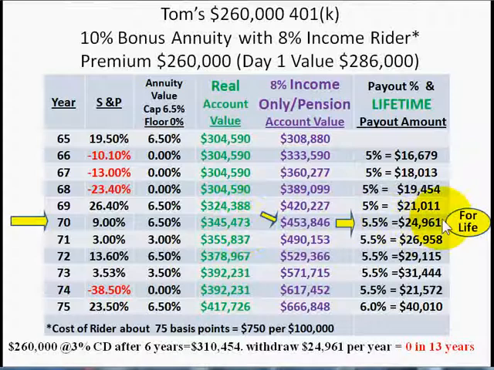But they need to keep on paying him, contractually obligated to pay him this $24,961 for the rest of his life, if he lives to 150 years old. And so he knows he won't outlive his income. Whereas if he did it on his own, he would outlive his income.